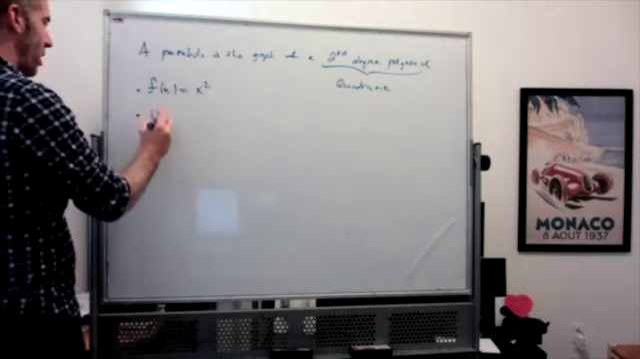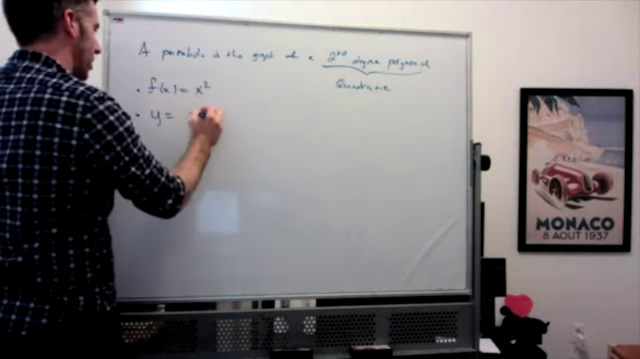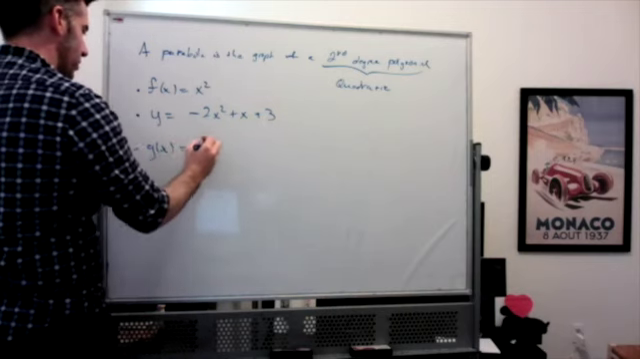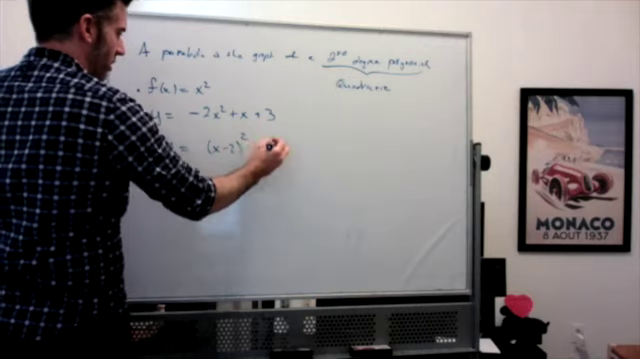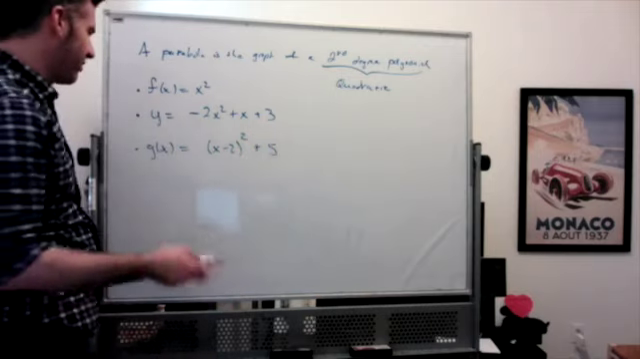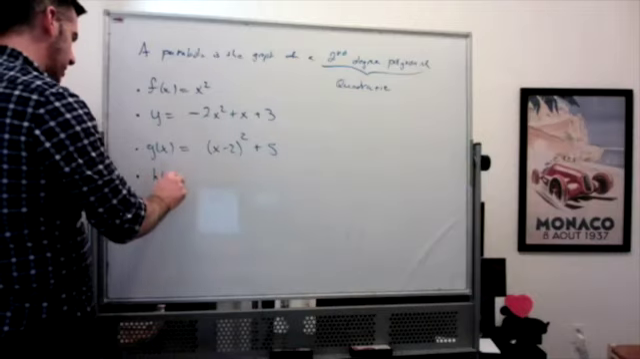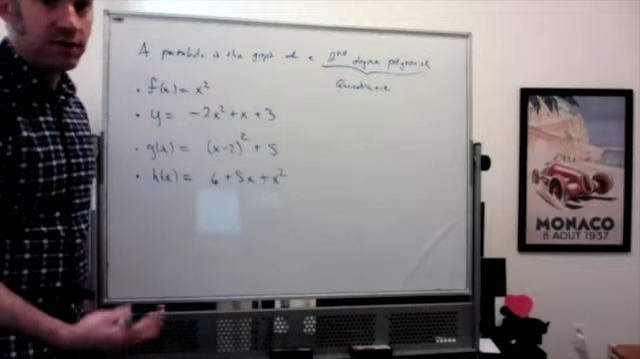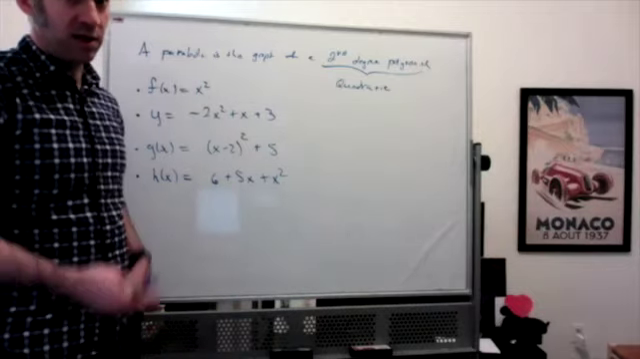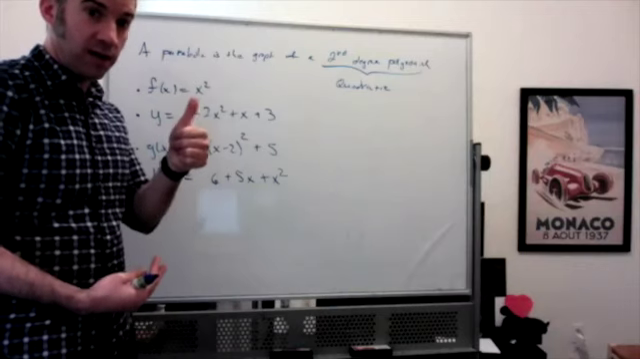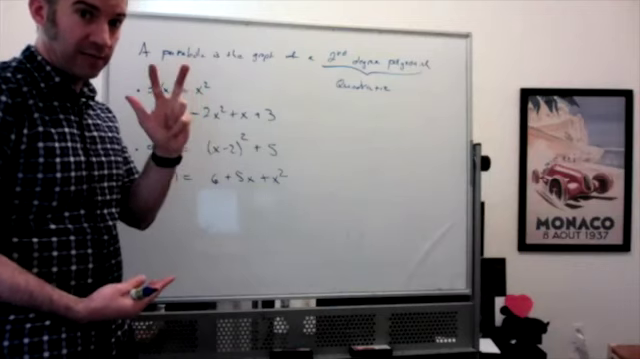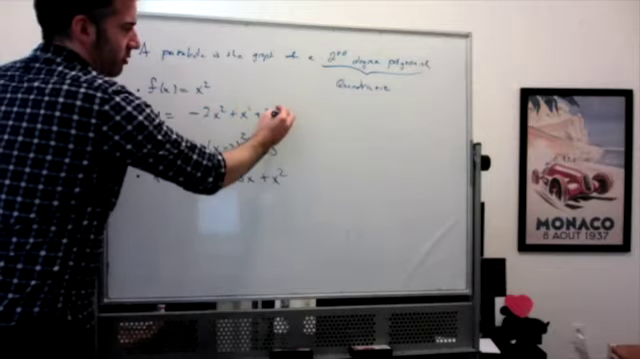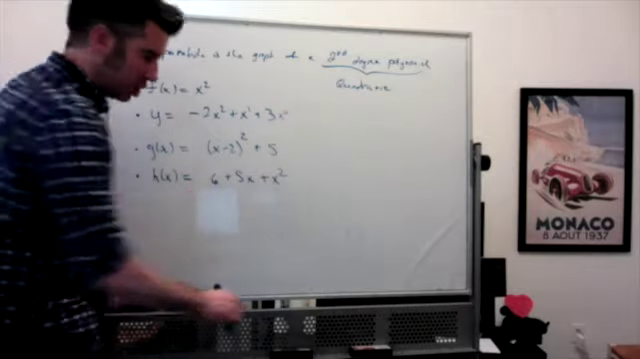You could have y equal to negative 2x squared plus x plus 3. You could have g of x equal to (x minus 2) squared plus 5. All kinds of stuff. You can even write it out of order. You write h of x equals 6 plus 5x plus x squared. Right? All of these are examples of second degree polynomials, because all of the powers of x are non-negative integers, and the highest power is 2. I've also got a power of 1. You could also say you have a power of 0, although we don't usually make that distinction.